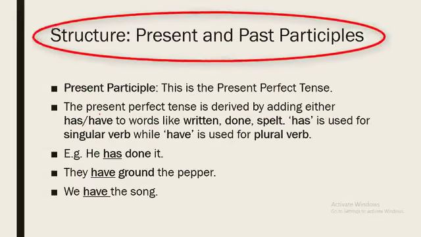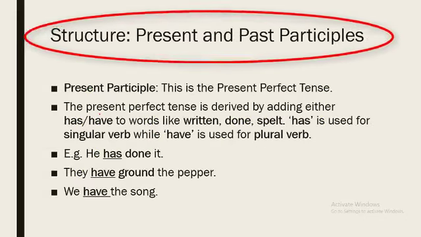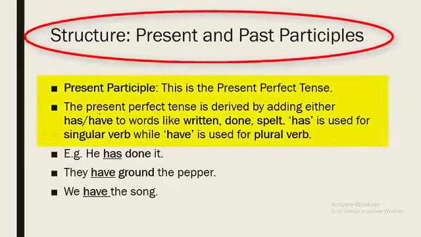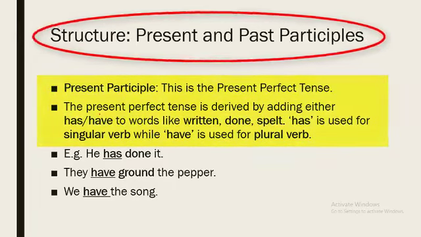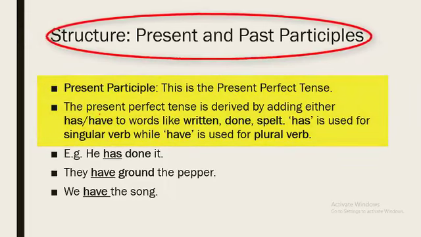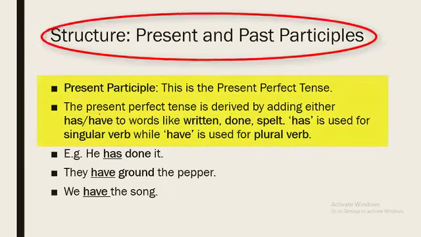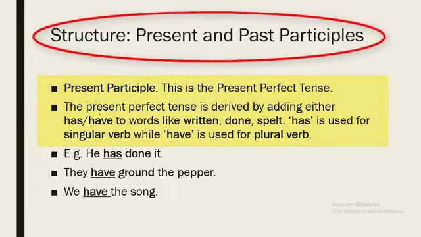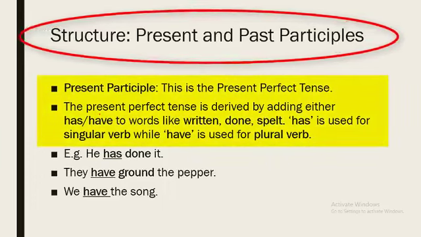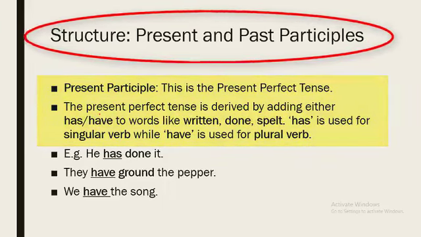So let's move on to the present and past participles. Now, the present participle is the same as the present perfect tense. And I told you that the present perfect tense deals with the verb to have, has and have, added to the past participle of that. He has done it. They have ground the pepper. We have sung.